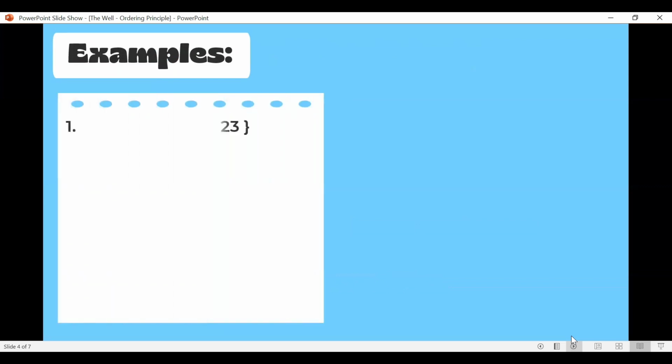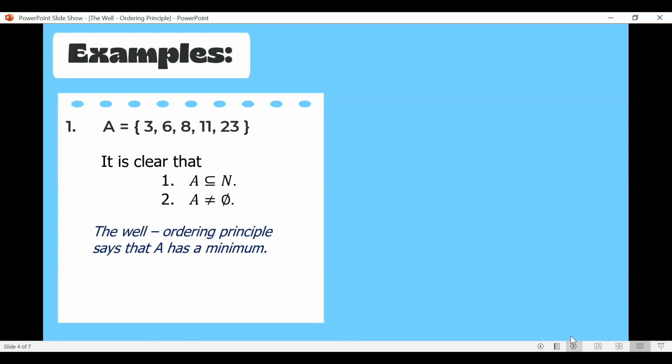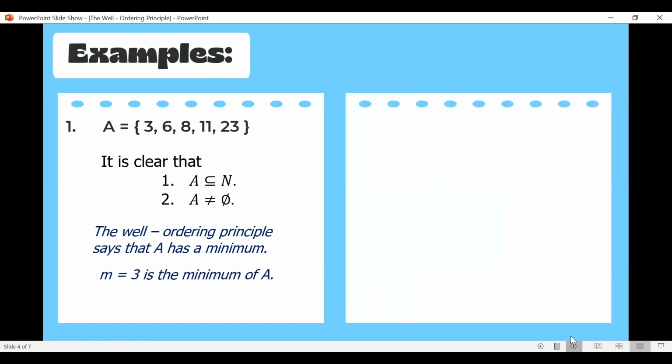Let's start with example number 1. Consider set A containing the elements 3, 6, 8, 11, and 23. Let's check if the two conditions are satisfied. Yes, we have here, to start with, that the given set is a subset of natural numbers. That's true. Also, the given set is not an empty set. So by the well ordering principle, set A has a minimum, and it's very obvious that the minimum element of set A is 3. That's an easy example.